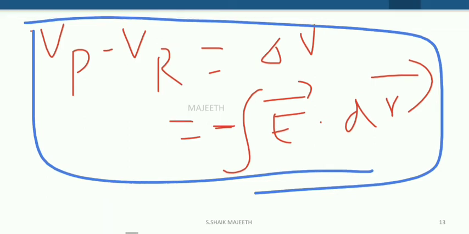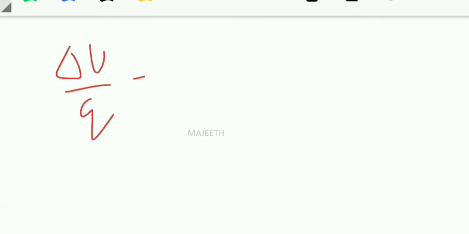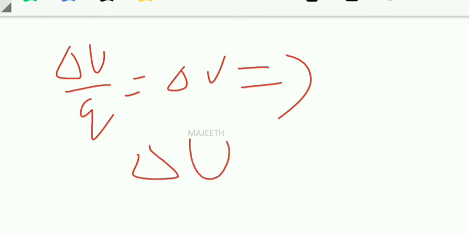So also we know that we substituted del U by Q is equal to del V. This implies del U is equal to Q into del V, right? So this is another important point, because del U is the potential energy difference and del V is the potential difference. The potential difference between two points is a very important parameter.